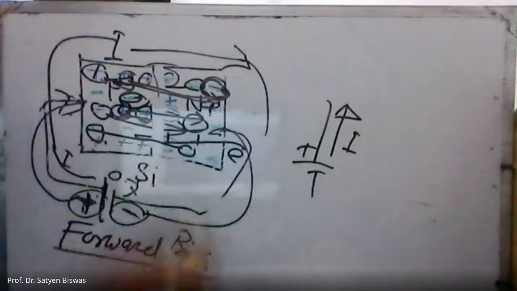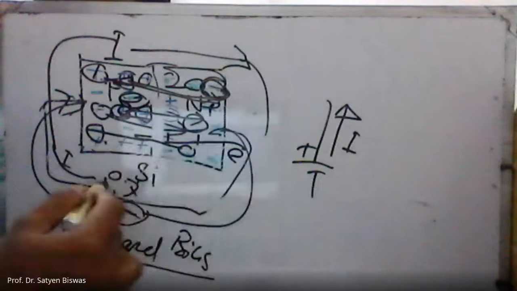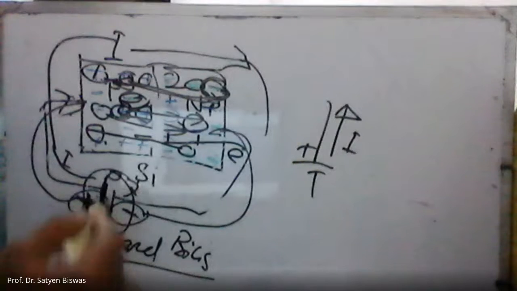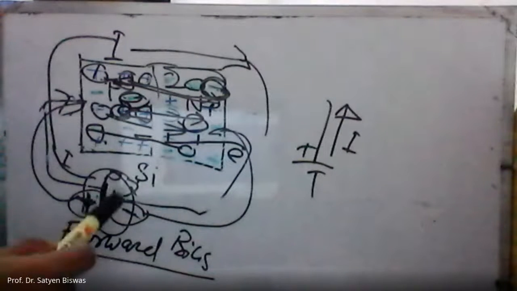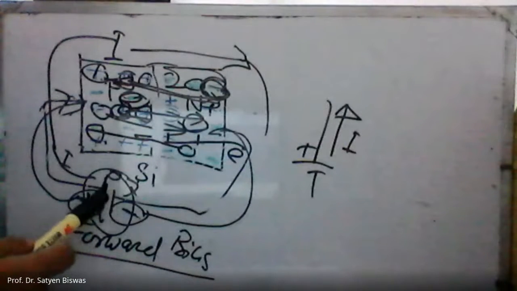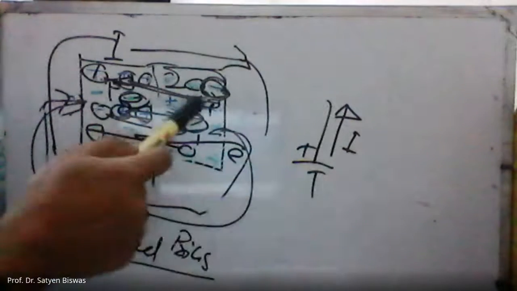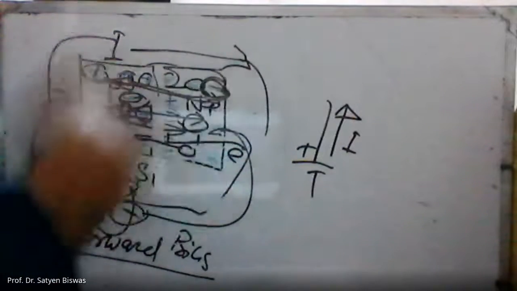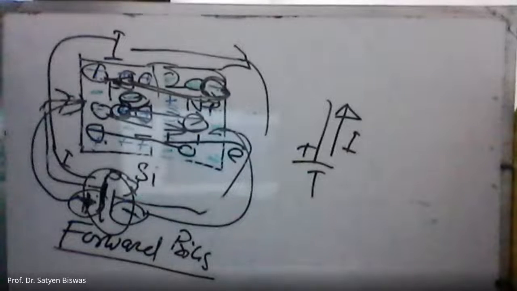So that means this is the voltage. This is a source, a universal source. So there will be no shortage of electrons and holes from here. Electrons coming from this side, holes coming from here, and it will continue all the time, right? So that is the forward bias.